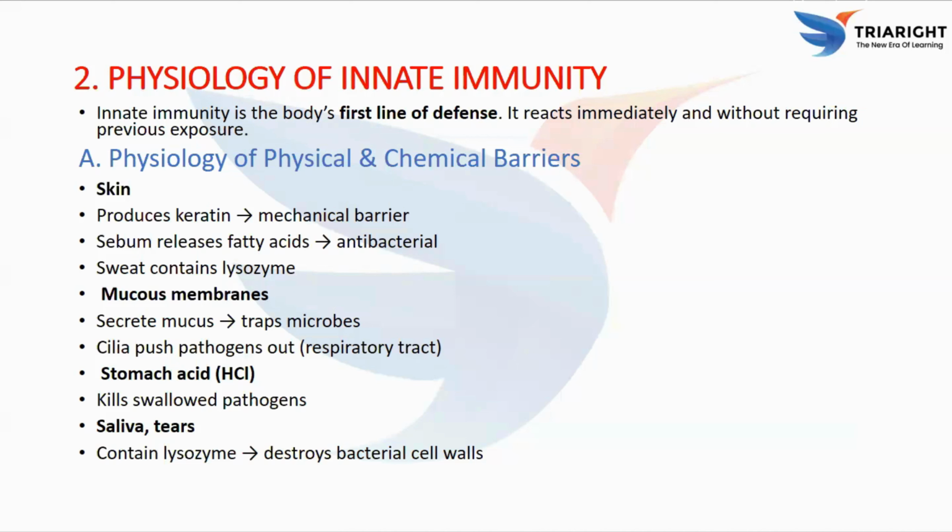Skin. What does skin do? Skin is the largest and most important protective organ of the immune system. How does skin protect you? Through keratin. It produces keratin, which acts as a mechanical barrier. The outermost skin layer is filled with keratin, a tough protein. This makes the skin waterproof and difficult for microbes to penetrate.